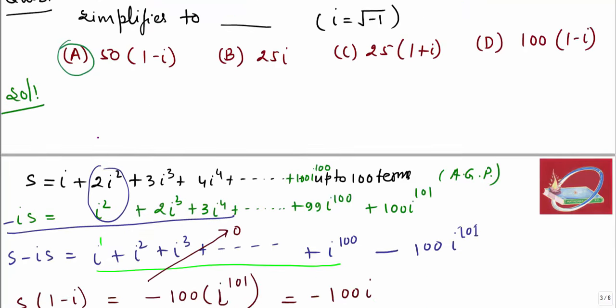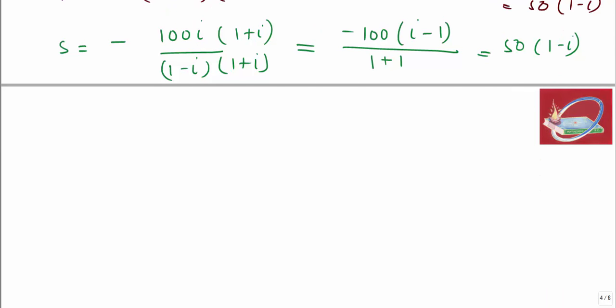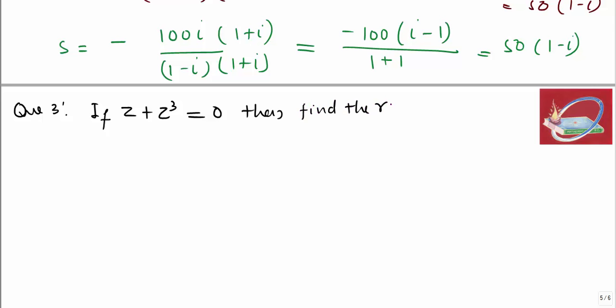Right, the next question we have. Question number third. If z plus z cubed is equal to 0, then find the roots of the given equation.